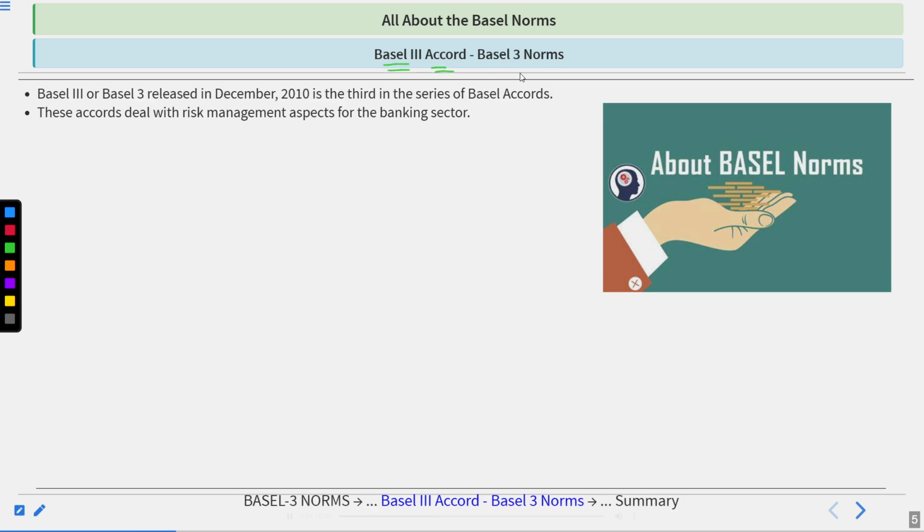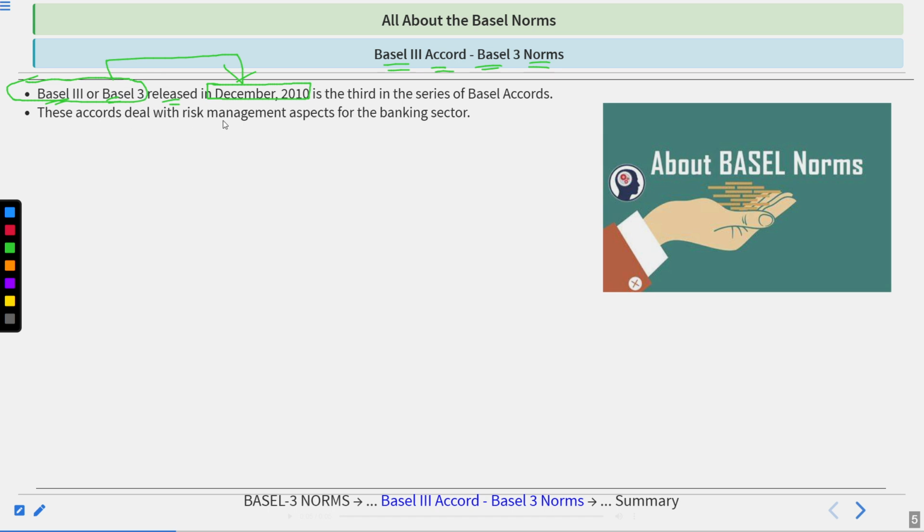Now, Basel III Accords or Basel III norms. Basel III was released in December 2010. This date is important because it could be asked in which year or month Basel III got released. So Basel III got released in December 2010. It is the third in the series of Basel Accords. It means Basel I, Basel II, and then the third, Basel III.